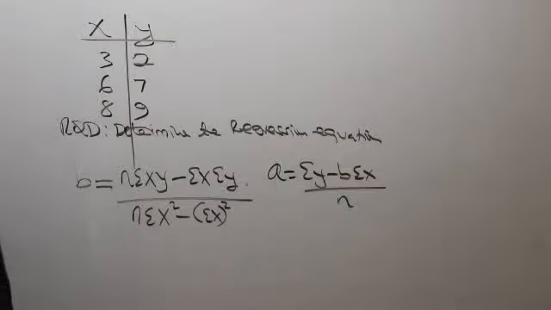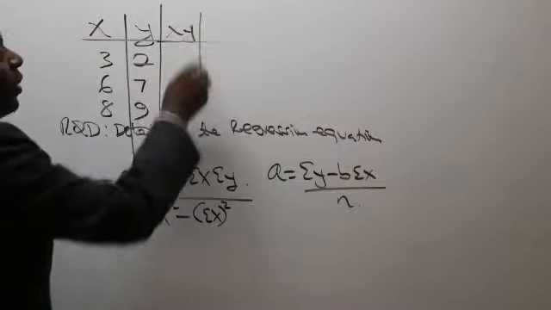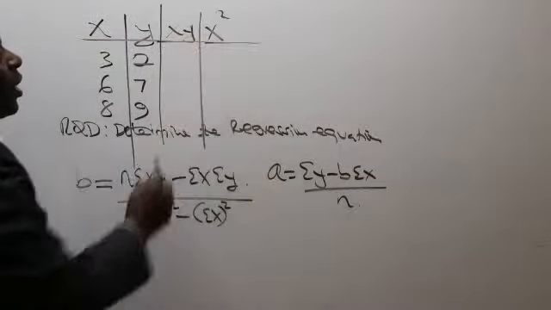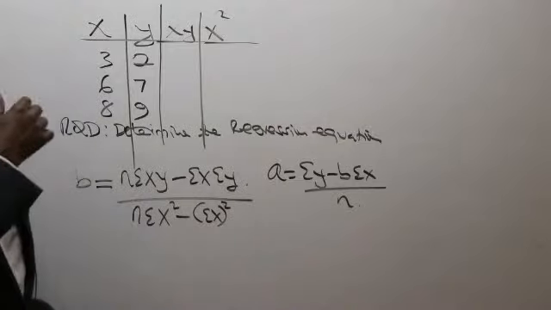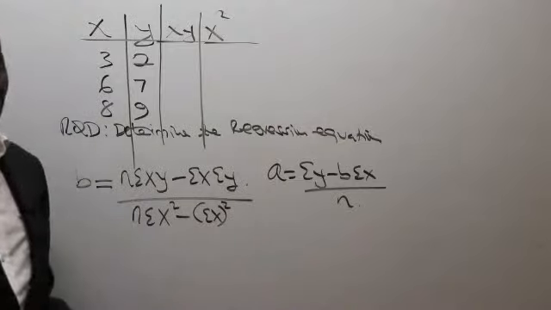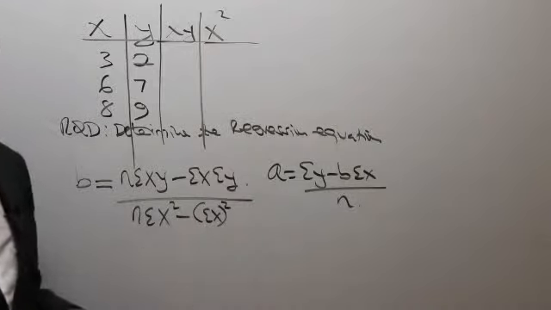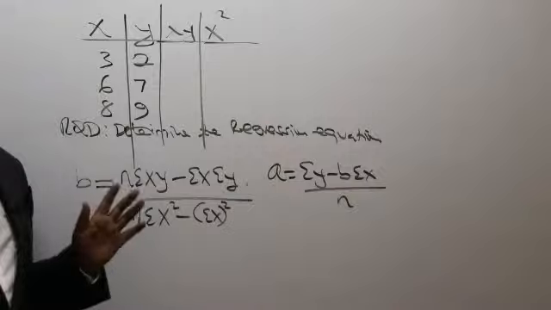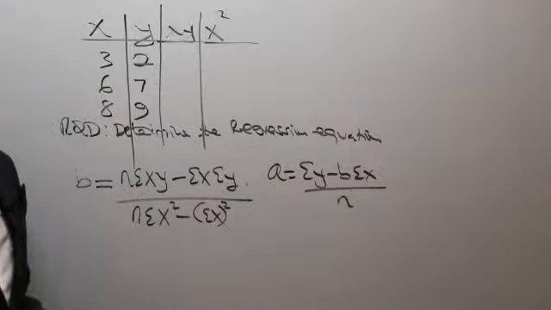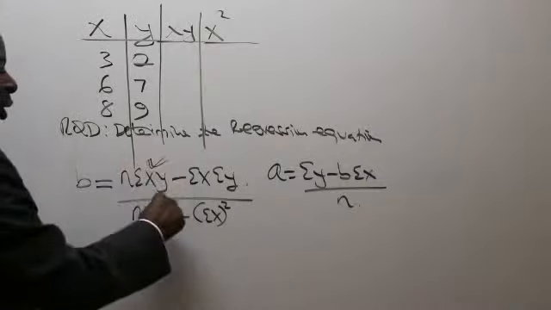If you remember well, there are two columns you must add: the column of xy and the column of x squared. Very important formulas. These two, you'll have to get them in your exam. I have to understand these two columns very well.